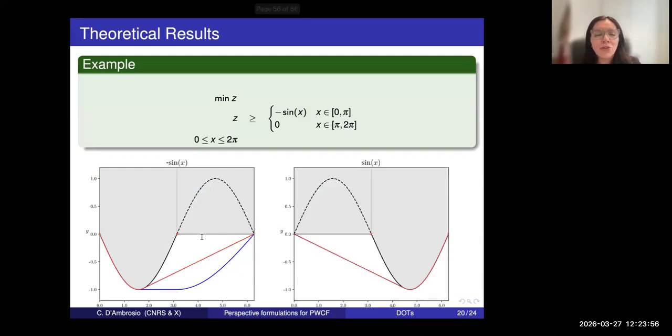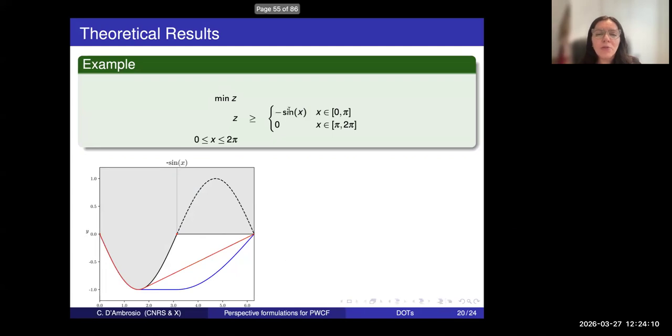And in particular, we show it graphically. We have the case in which we want to minimize a function that is piecewise defined as this. With x between 0 and pi it is minus sine of x, and for the rest it is 0. So it's what you see here.